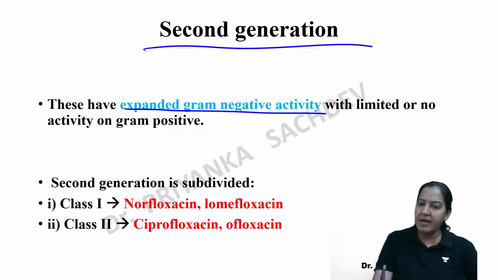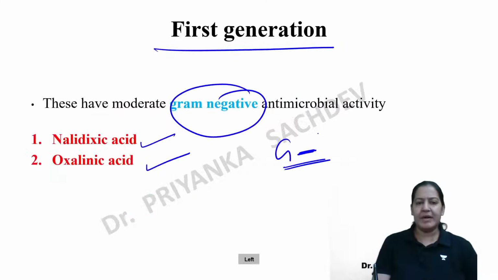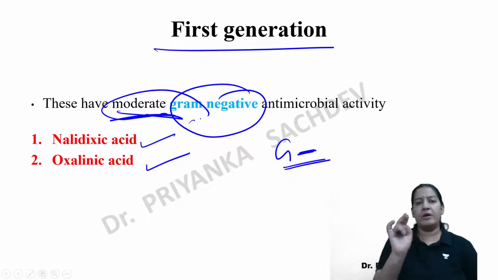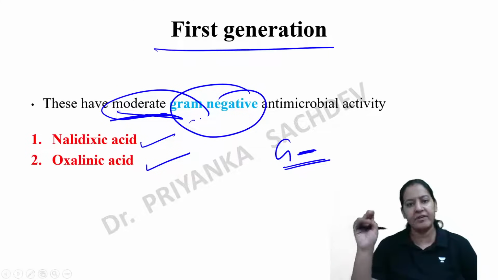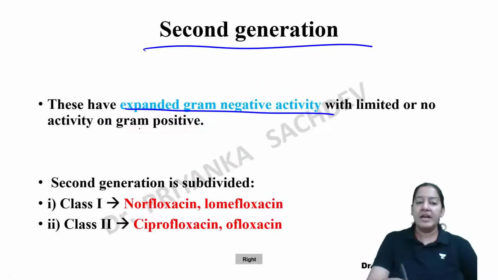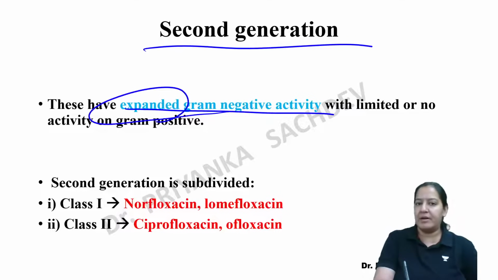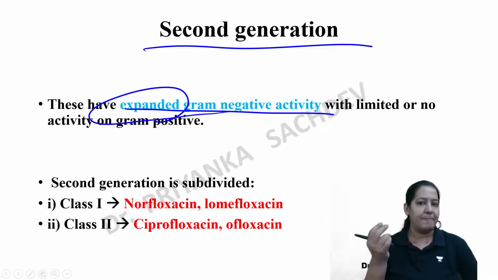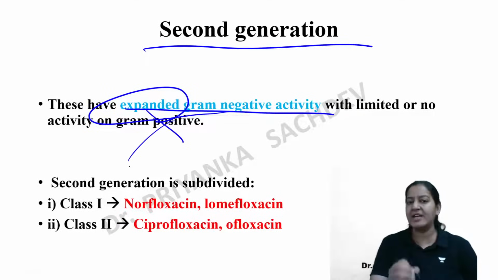It is having expanded gram negative activity. It is also gram negative, but here even the gram negative activity was very narrow. Very few gram negative were killed. Gram negative were not all dying, right? That is moderate or mild gram negative activity. Here the gram negative activity at least expanded, so a little bit of expansion in the spectrum. Still gram positive is zero, right? But at least gram negative is expanded, right?